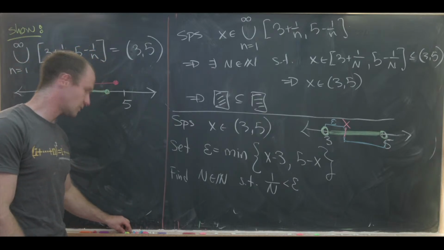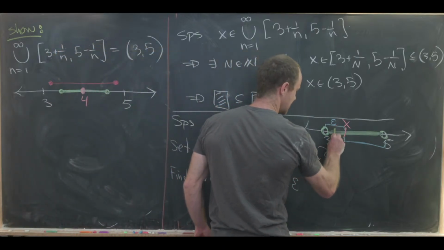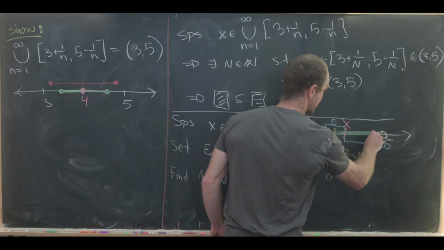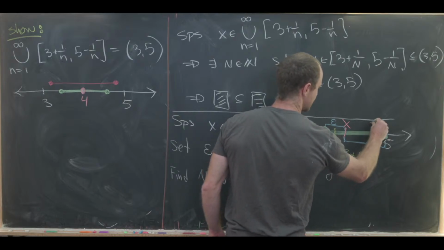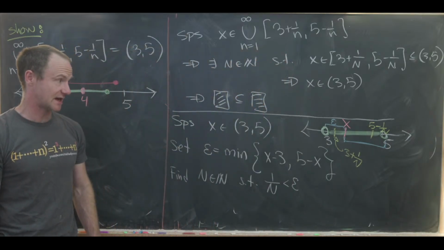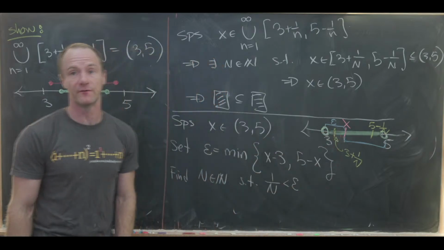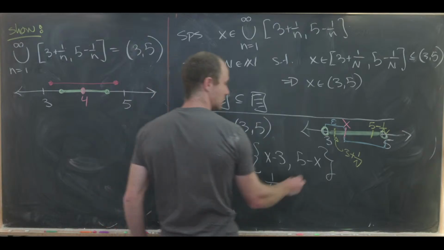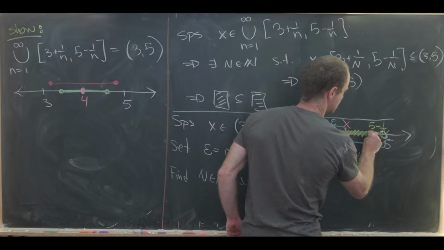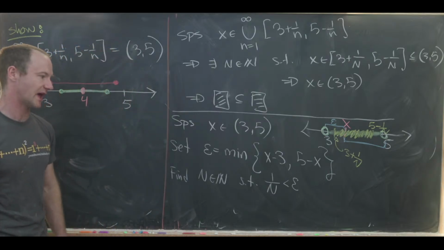Okay, so what does that picture look like? Now we look at the distance here. This point right here would be 3 minus 1 over n. And let's look at this point right here, which is, sorry, 3 plus 1 over n. This is 5 minus 1 over n. So 1 over n is less than epsilon, which means if we jump 1 over n from 3, we're before x. So if we shade this in yellow, we notice that we have gobbled up x.